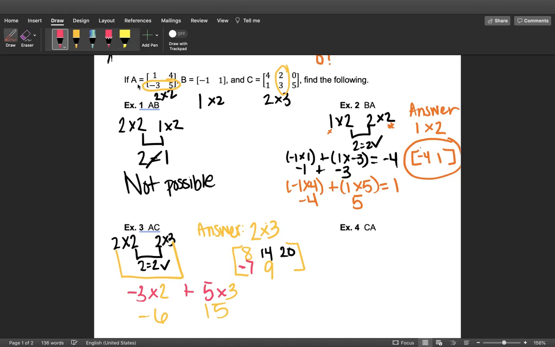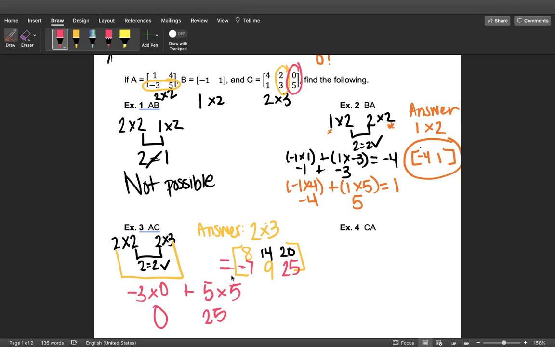Now I'm going to do the second row, third column. So -3 times 0 gives me 0. 5 times 5 will give me 25. 0 plus 25 will give me 25. And there is your answer.